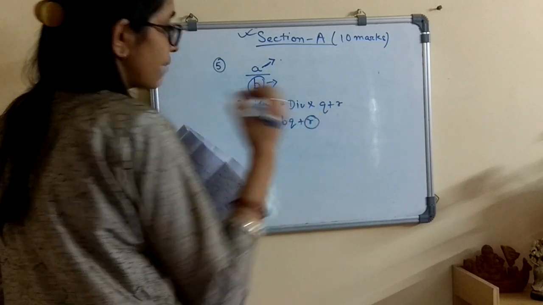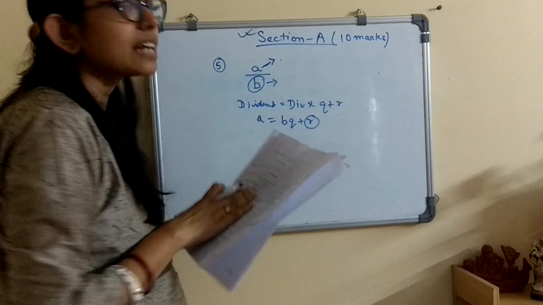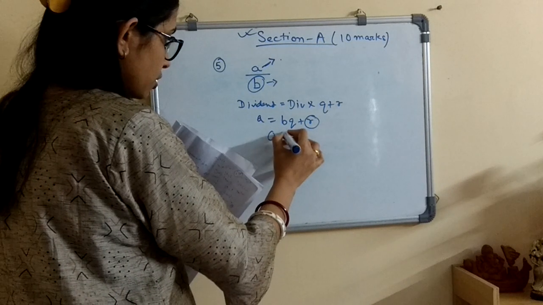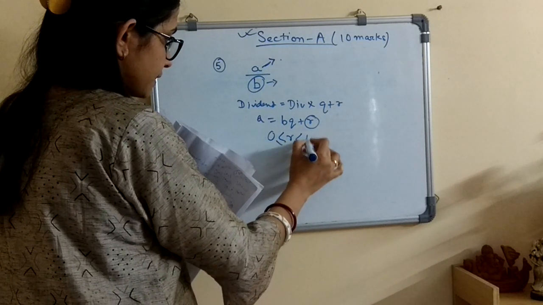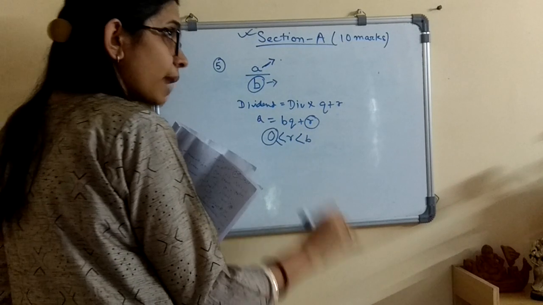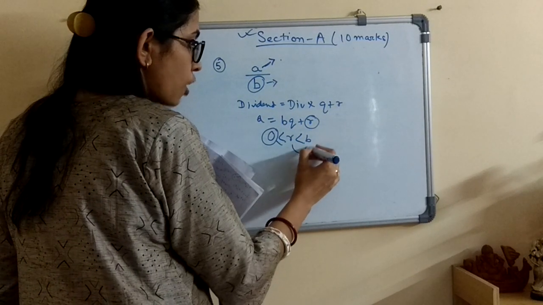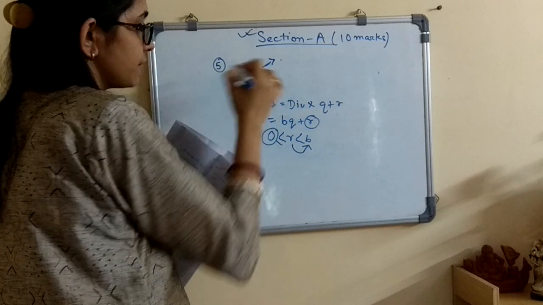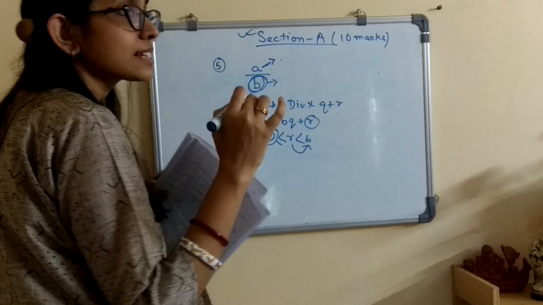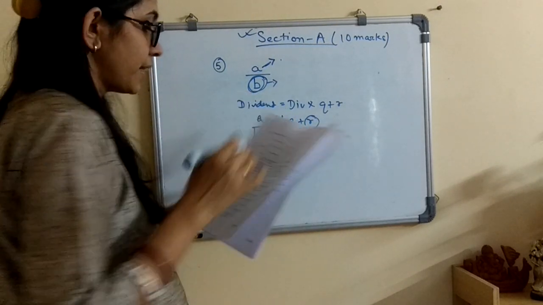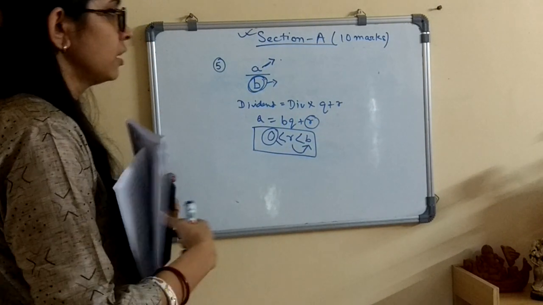What will be the value of R? It is directly given in the chapter. The answer will be 0 less than or equal to R less than B. That is, the remainder can sometimes be 0. And if the remainder is not 0, then it will always be less than the divisor. It will always be less than the value of the divisor. And this answer is provided in option number 1.